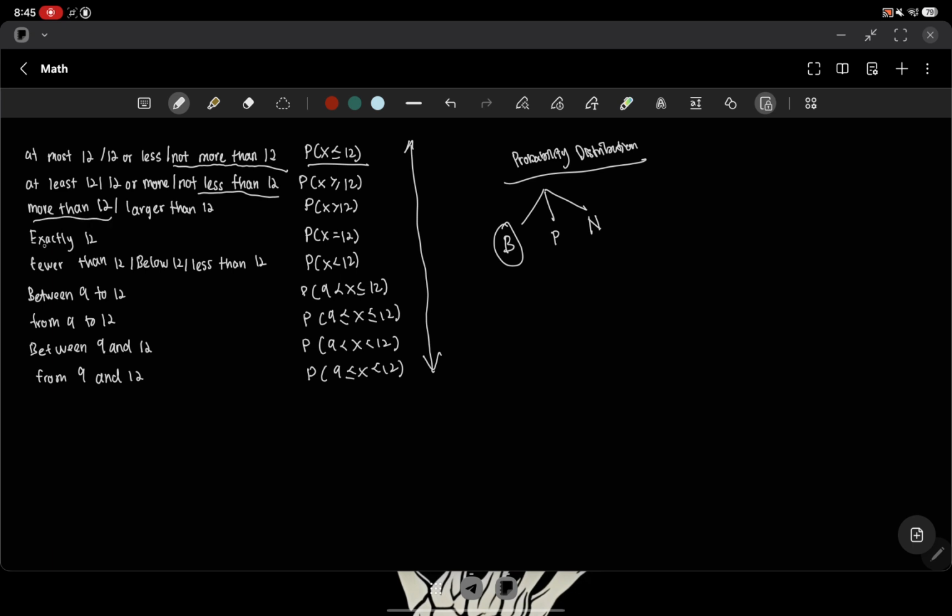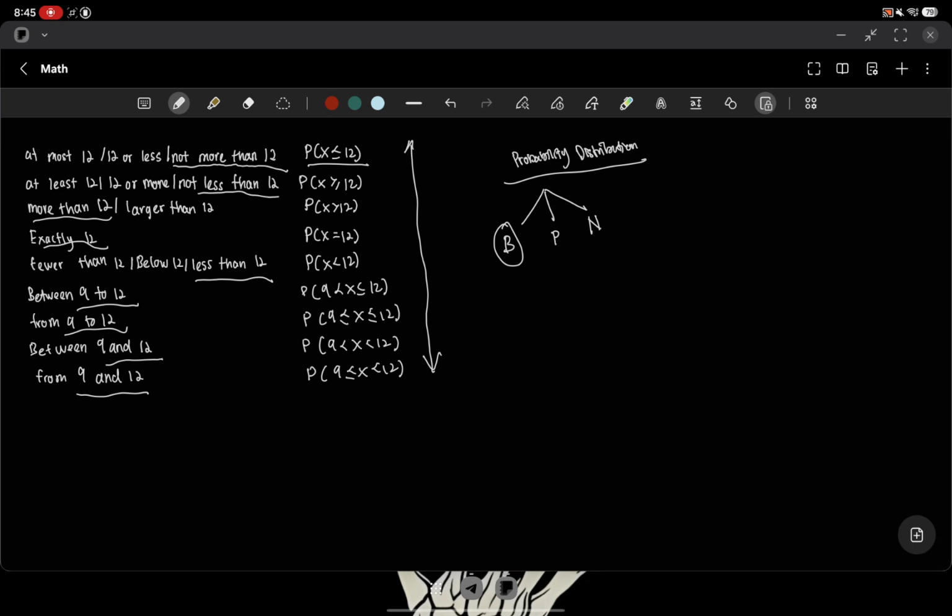Exactly 12 means equivalent. Below 12 means it should be lower than 12. Between 9 to 12, it's above 9 but equivalent to 12. From 9 to 12, it can be equivalent to 9 and equivalent to 12. Between 9 and 12, it's not 9, it's not 12. From 9 to 12, it's 9 but not 12. So these are the wordings that you need to be familiarized with.